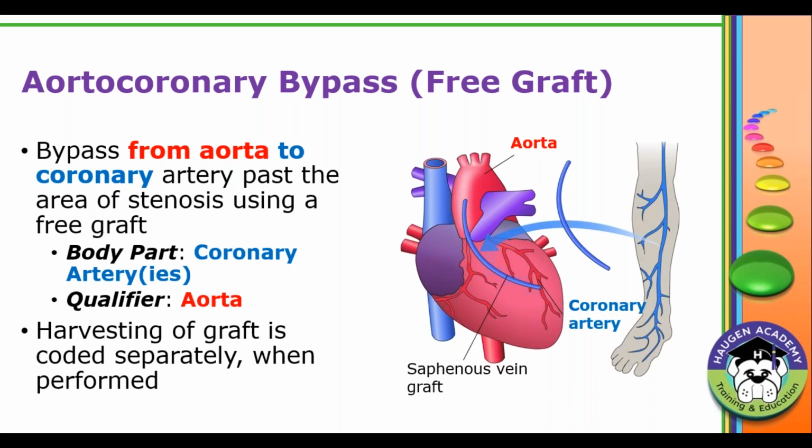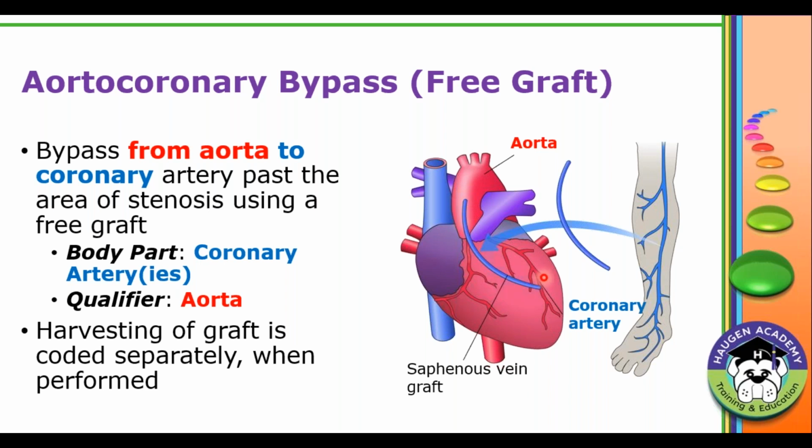So in the picture here, this looks like it's the LAD. There's probably an area of blockage up in here. They want to get around that. So in order to do that, they just make a new anastomosis up here at the aorta and bring it down.